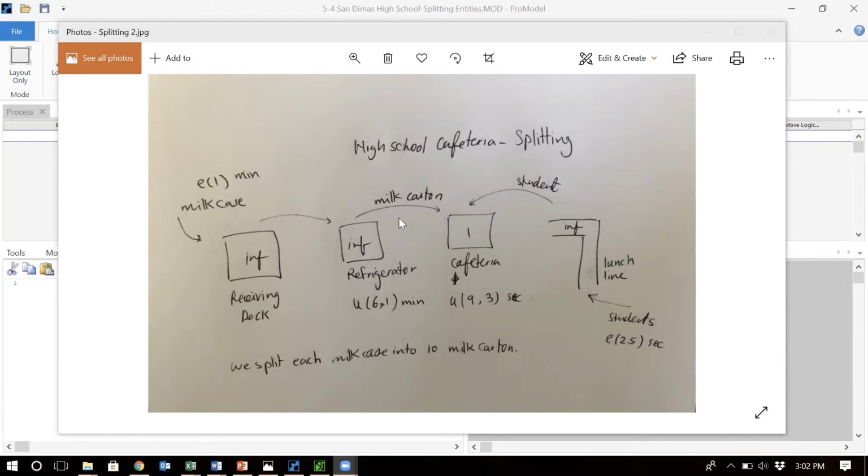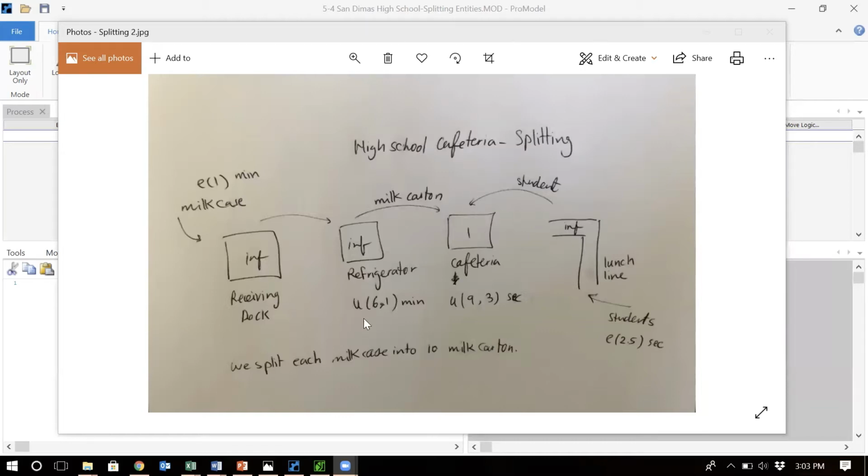And then for the rest of the process, these are the milk cartons that are going through the rest of the process. The milk cartons then go to the cafeteria to be served to the students. On the other hand, in the lunch line, we have our students who come to the system and wait in the lunch line. When it's their turn, the students go to the cafeteria, pick a milk carton, and then leave the system together.